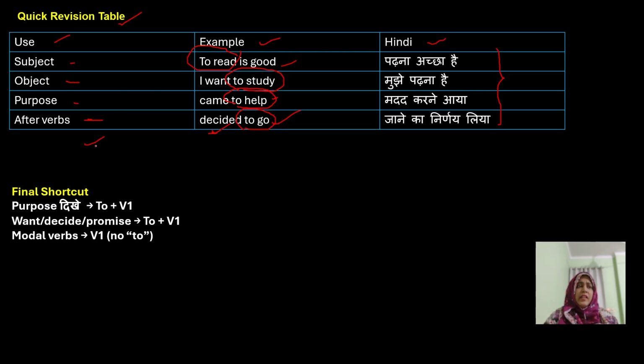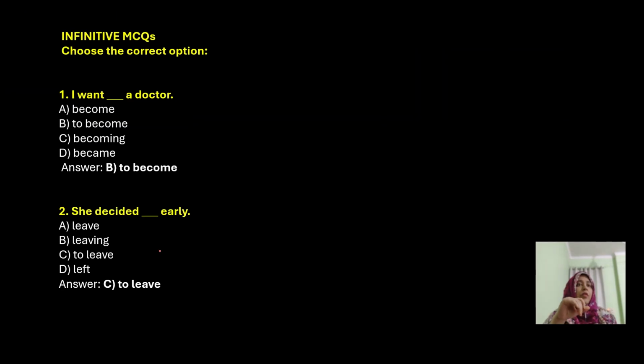Fine. So this is the basic revision table, and these are some formulas, some logics you have to remember. For purpose, to plus verb's first form. Want, decide, promise: to plus verb's first form. Modal verbs: if you see modal verbs in the sentence, there is only the verb form, no to. In modal verbs, there is no to. We only use the verb's first form. So these are the shortcuts I have given you. Please note them and remember them also for your exams.